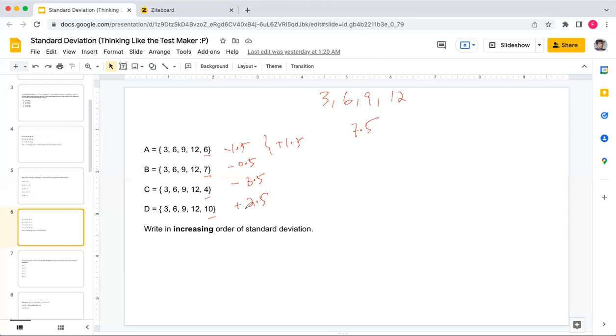So the greatest is C, after that D, after that A, and then B. So this is B, A, D, C. I wrote it in inverse; this is B, A, D, C in ascending order. This is in descending order. Got the point?